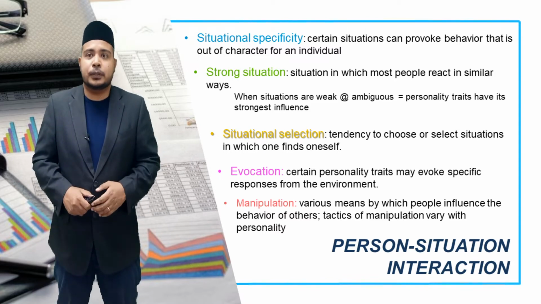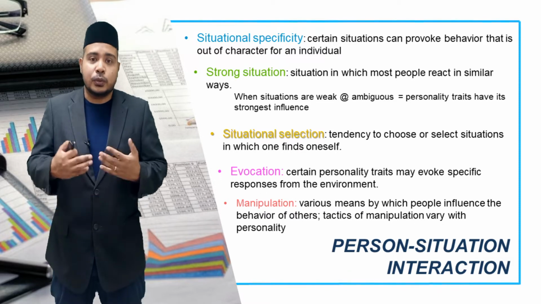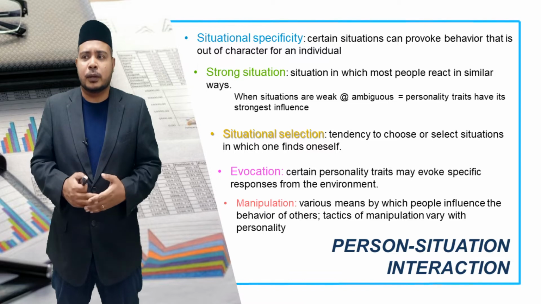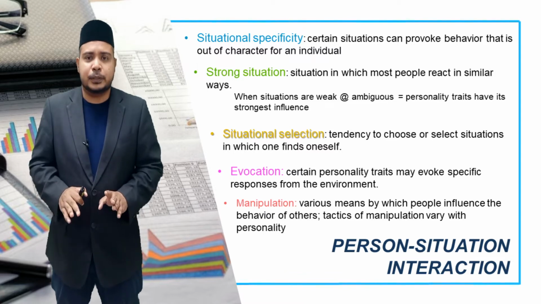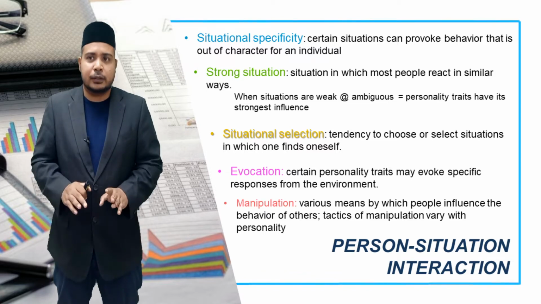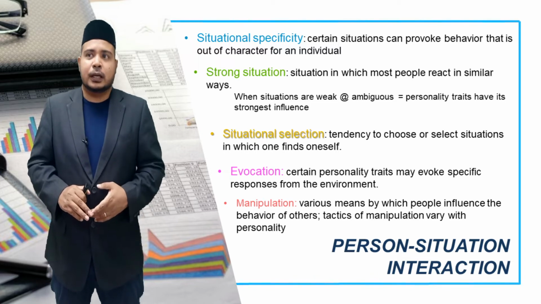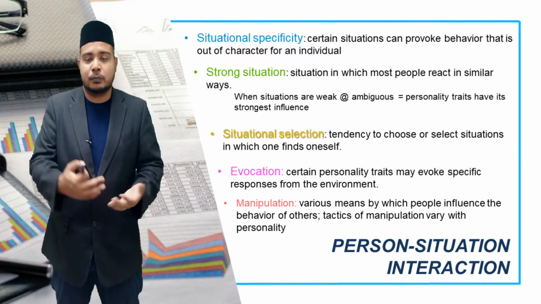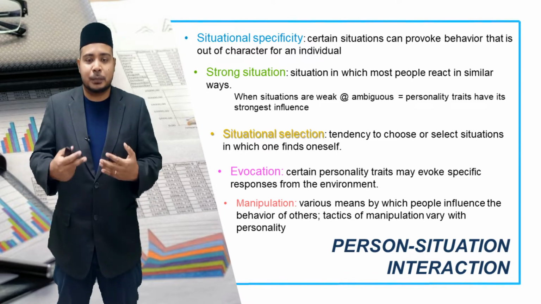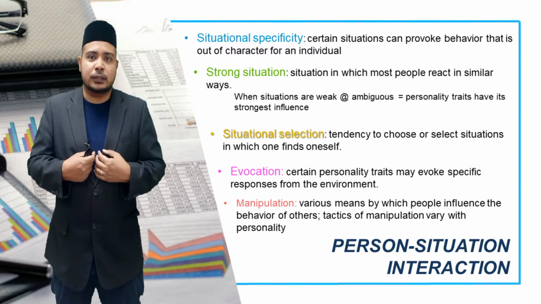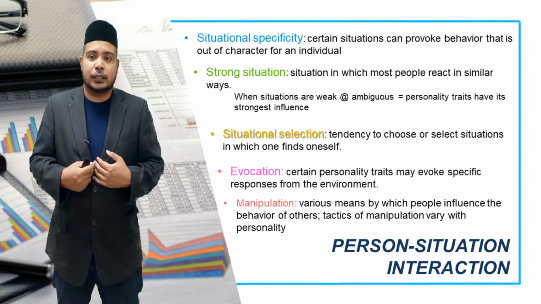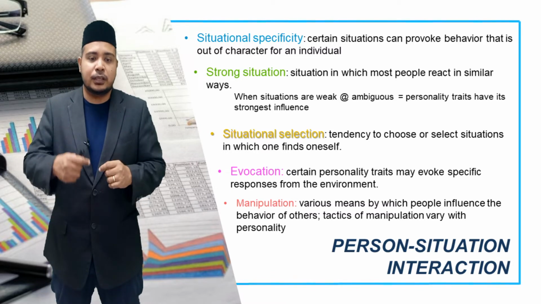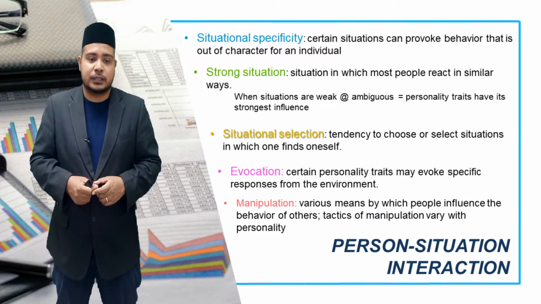Or say for example, you have a friend or you know someone who is very demanding, who basically doesn't care about other people's feelings. When you meet this person, or this person comes to your place, to your friends, you will have a specific emotional reaction or specific response towards this person. Why? Because their personality traits evoke a specific response.